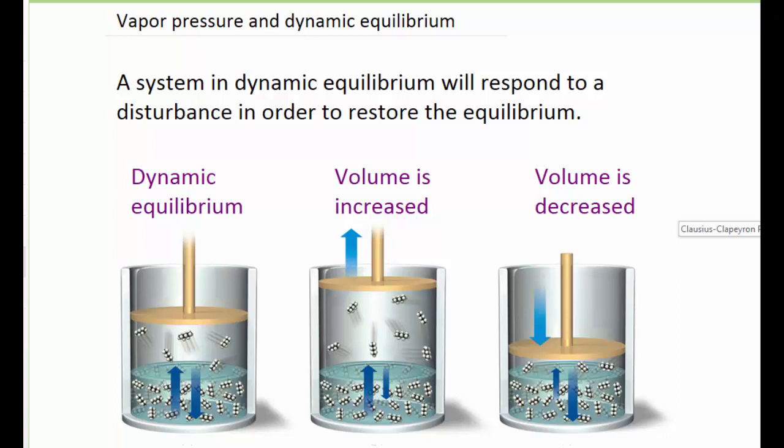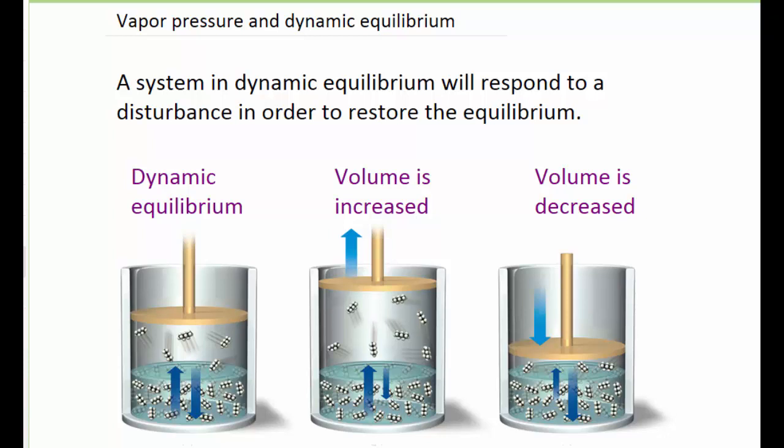Any system that's in dynamic equilibrium will respond to a disturbance in that equilibrium in whichever way will cause it to restore the equilibrium. So let's start here. It's a different substance. That looks like hexane to me, but it doesn't matter. We've got a liquid and its vapor up above it, and they've been allowed to settle into equilibrium. So the vaporization and the condensation are happening at the same time, at the same rate. We'll have some sort of vapor pressure that's constant.